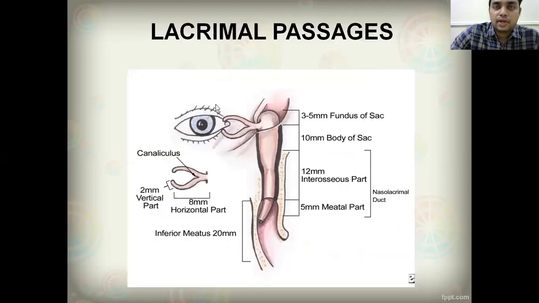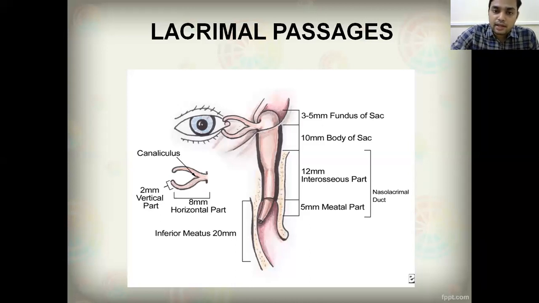So after the lacrimal gland, I'm going to talk about the lacrimal passages. Here we have the superolateral part of the eye orbit, and here we have the main lacrimal gland. A major content of the tears is produced from the lacrimal gland. These tears, with the help of myoepithelial cells, are extracted out into the conjunctival sac. So from the lacrimal gland, the tears enter into the conjunctival sac.